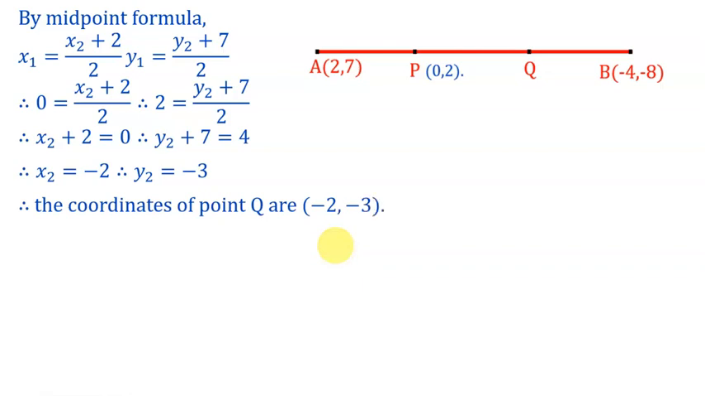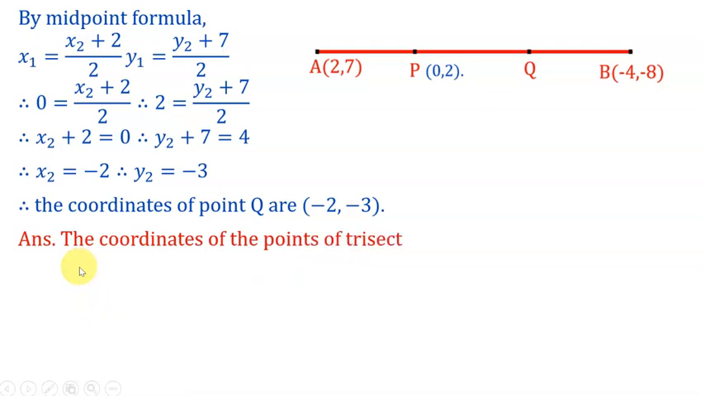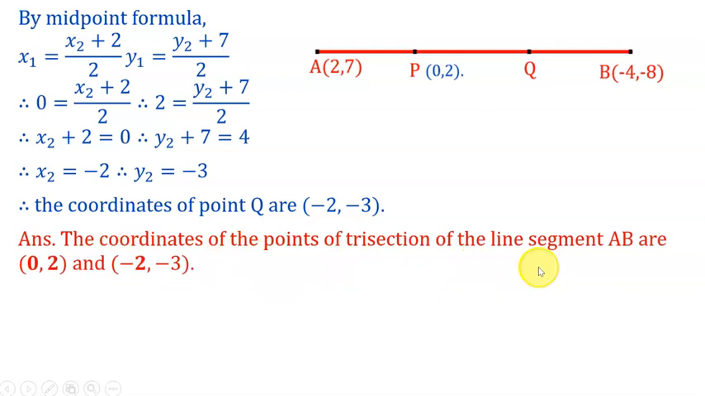It's -2, -3. Therefore, finally, the answer: the coordinates of the points of trisection of the line segment AB are 0, 2 and -2, -3.